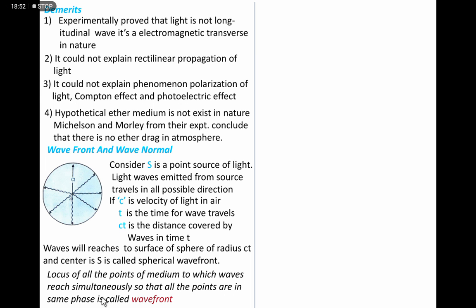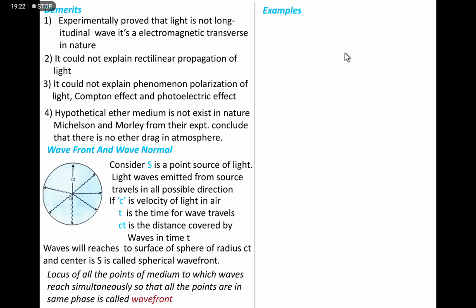The definition of the spherical wavefront: the locus of all the points of the medium to which the wave reaches simultaneously, so that all the points are in the same phase, is called the wavefront. As I said, the definition of the wavefront is important.